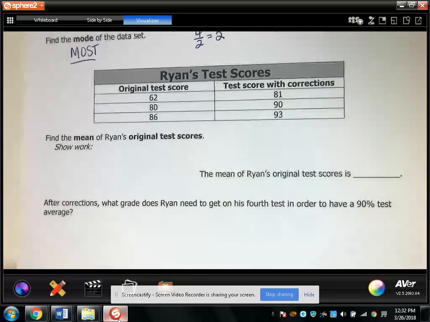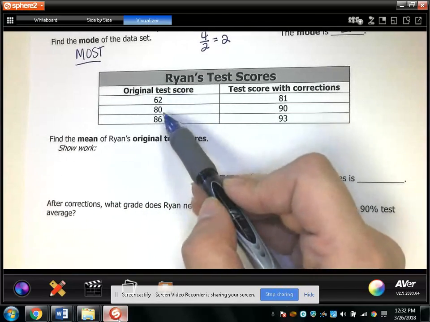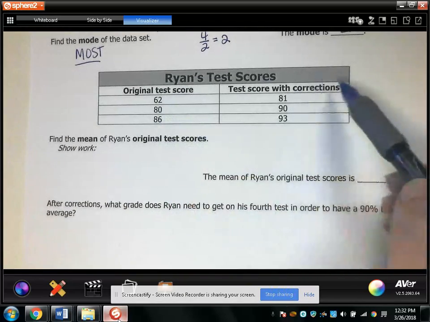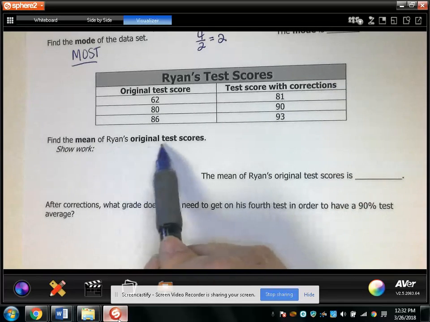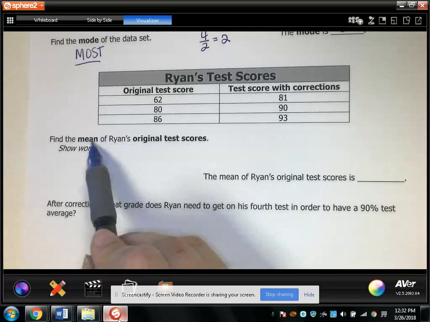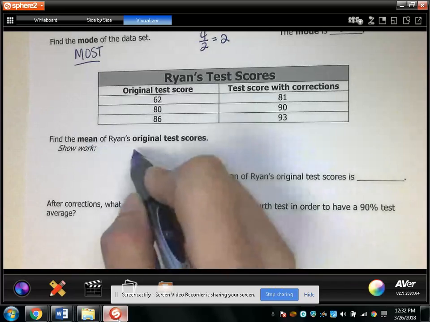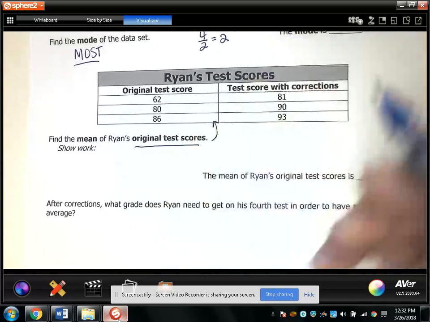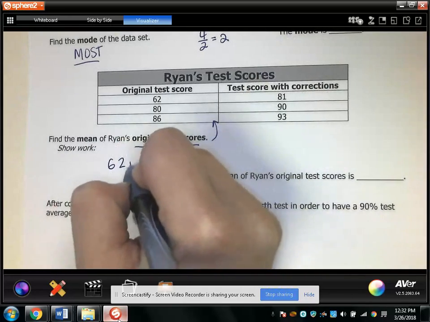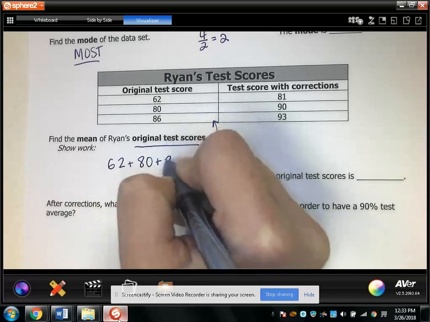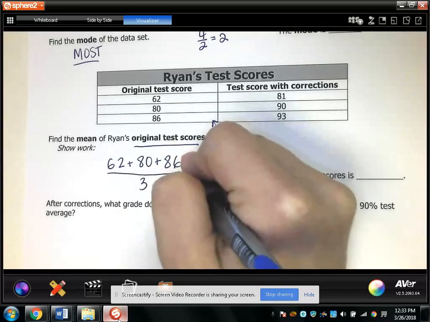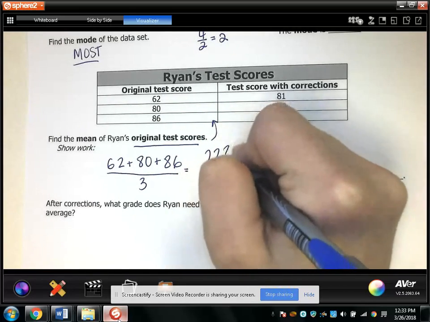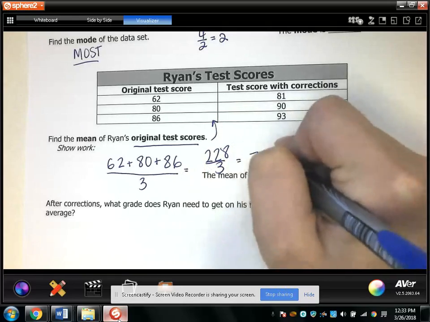Ryan's test scores. So look, he has original test scores of 62, 80, and 86, and his test scores with corrections are 81, 90, and 93. Find the mean of Ryan's original test scores. So to find the mean, we're going to add up all the data points and divide by the number of data points. So the original test scores are right here. I'm going to add up those data points, 62 plus 80 plus 86. And I'm going to divide by how many numbers there are, 3. So I get 228 divided by 3, which is 76.